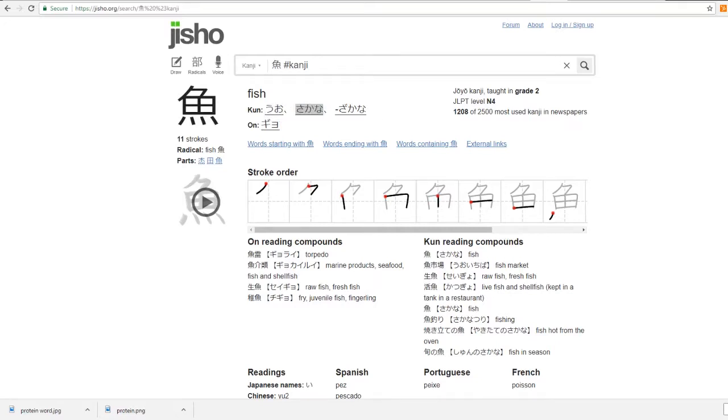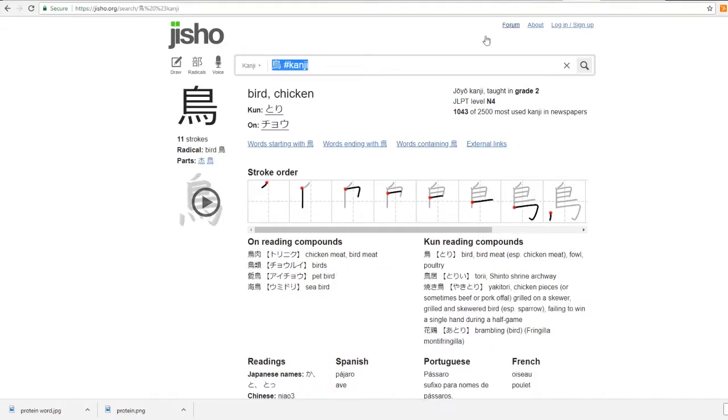Okay, I guess another one is sakana. And I guess sakana is going to be fish. Sakana. And another one, here. Or no, gyo. Is that gyo? Yeah, gyo.